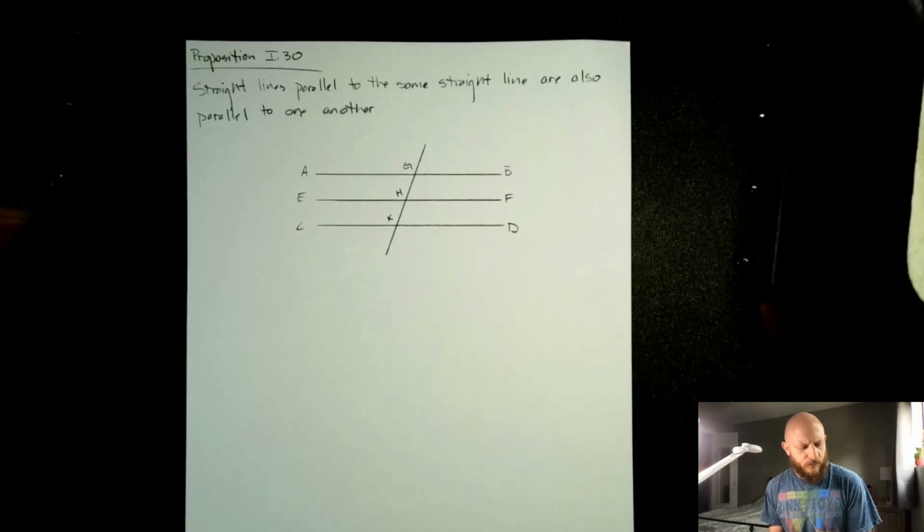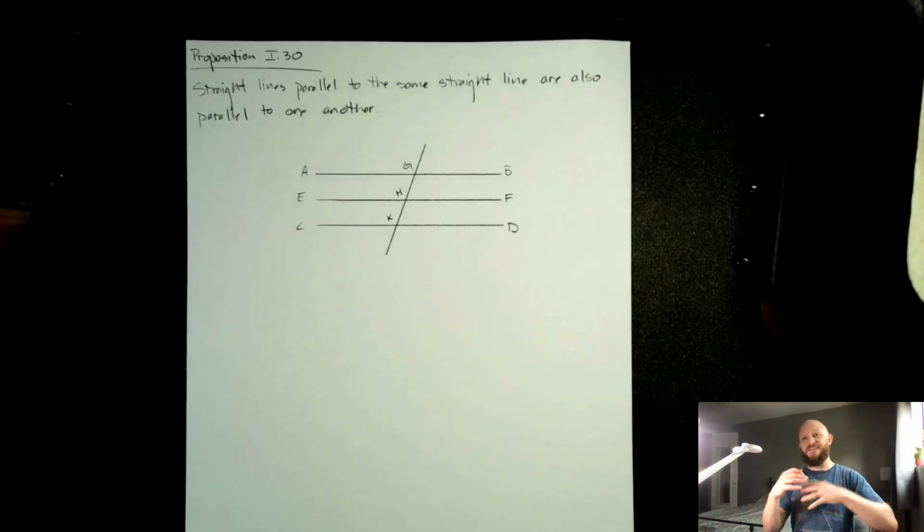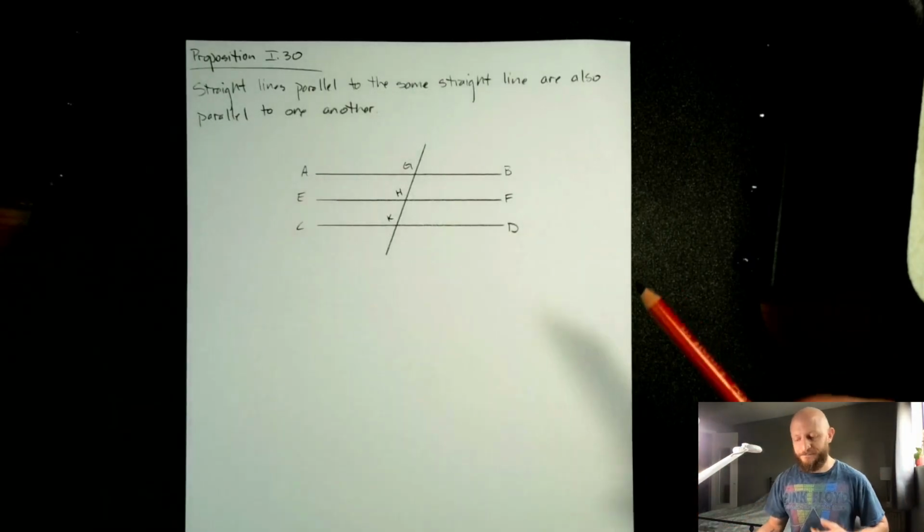Alright, Prop 30 is nice and quick and simple, and so is the proof. So the proposition says straight lines parallel to the same straight line are also parallel to one another. In other words, it establishes the transitivity of parallelism, that if two lines are parallel to the same line, they're also going to be parallel to each other.